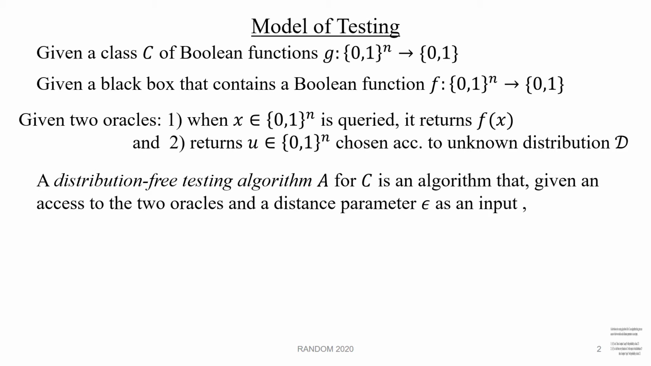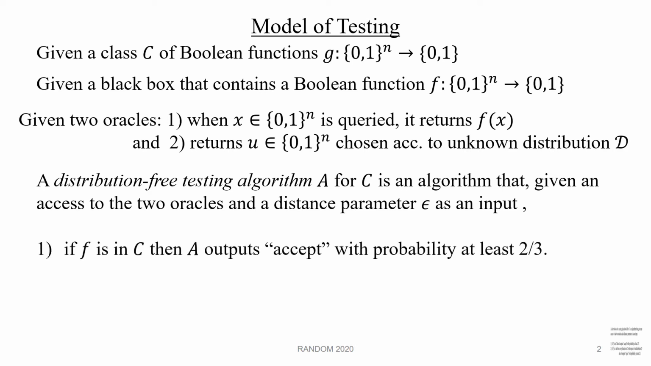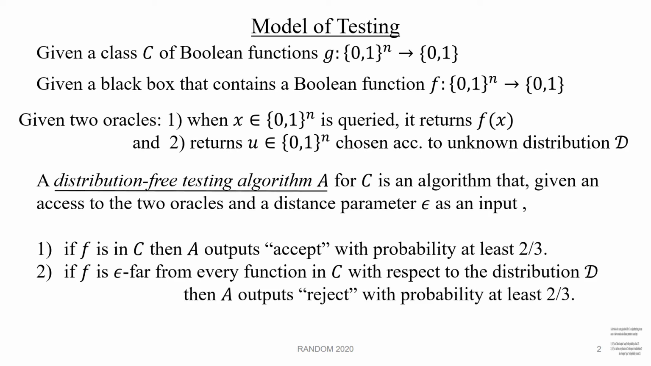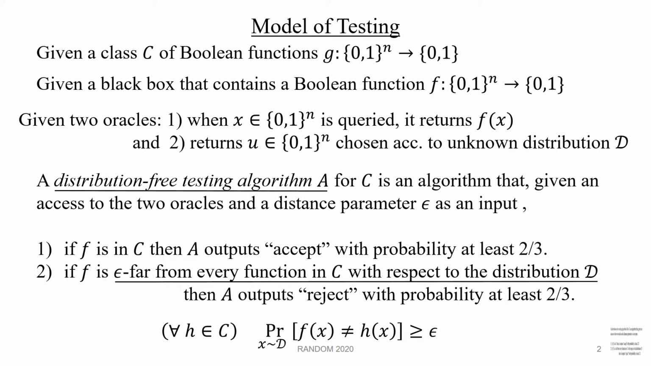A distribution-free tester A for the class C is an algorithm that has access to those oracles and to a distance parameter epsilon, such that if f is in C, then with probability at least 2/3 the tester accepts. And if f is epsilon-far from every function in C with respect to the distribution D that is unknown to the tester, then with probability at least 2/3 the tester rejects. Here, epsilon-far from every function in C means that for every h in C, the probability that f is not equal to h is at least epsilon with respect to the distribution D.